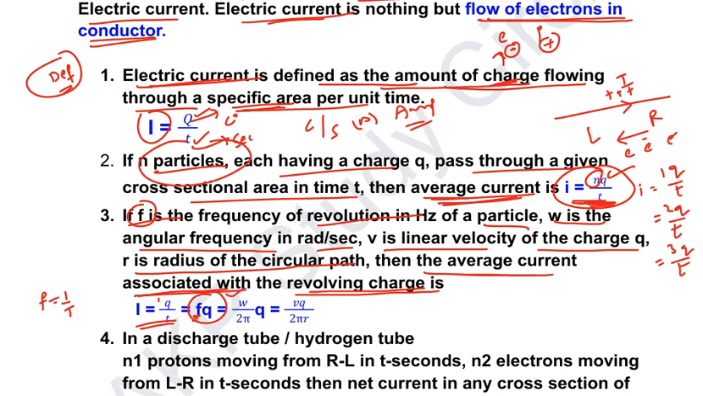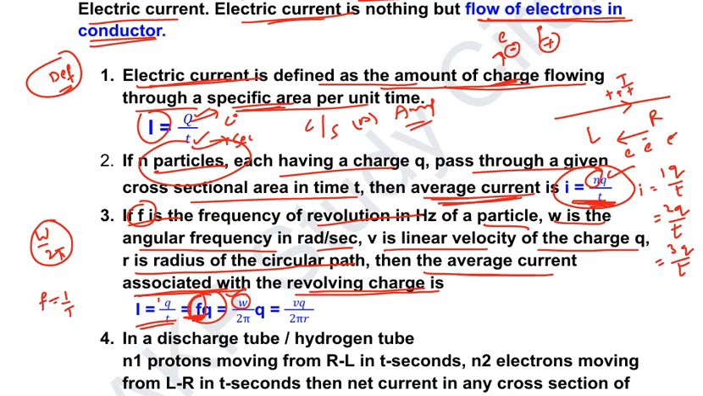And if in some questions they give you radian per second, then in place of frequency we need to write w by 2 pi. For converting radian per second into Hz, we multiply by 1 by 2 pi. Again I am repeating, if the frequency is given in Hz or revolutions per second, we can directly substitute here.